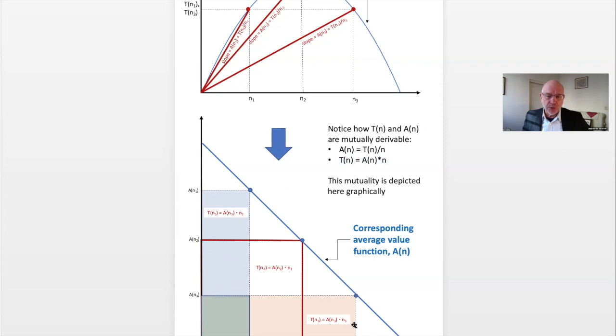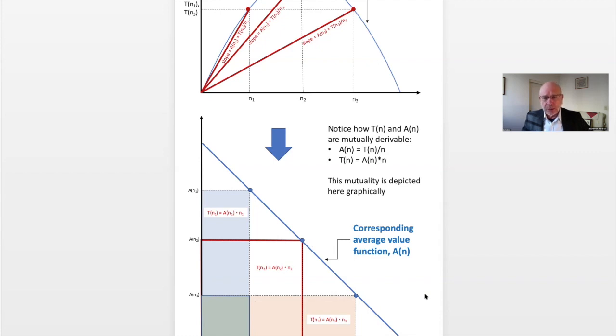So each point, whether it's the one corresponding to n1, so that's the average value at n1, or the one corresponding to n2 or n3, each of those, any point on the average value function, will define a rectangle. The rectangle may be square, as in the case of this one here at n2, but the area of that rectangle is the total value.